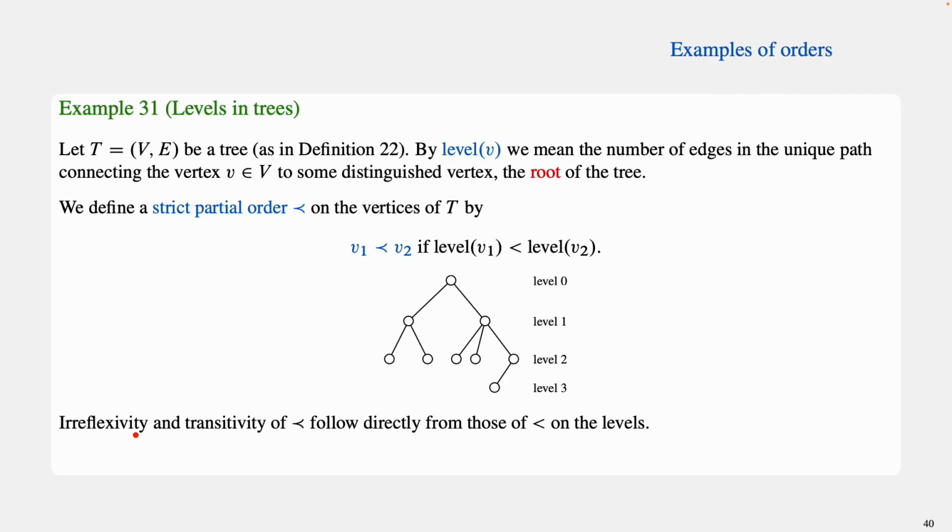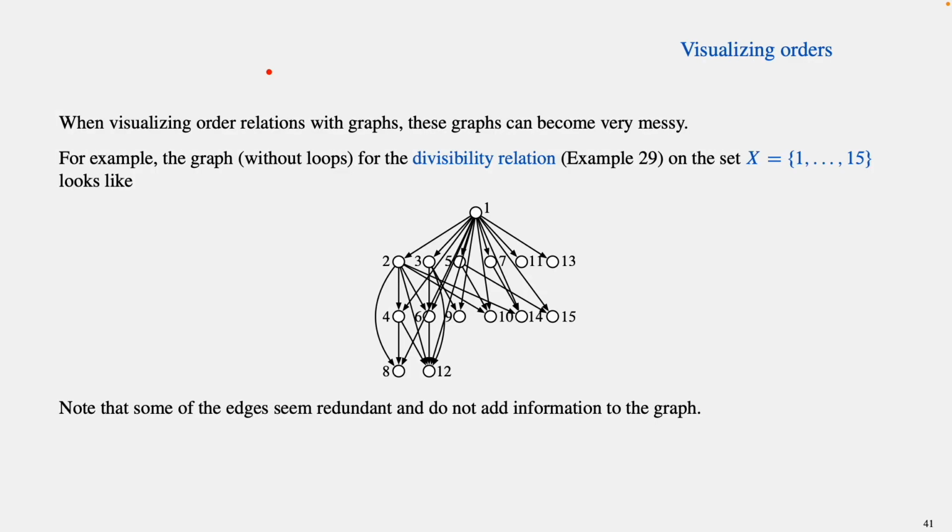And the irreflexivity and transitivity of this strict partial order here follow directly from those corresponding properties of the usual order of numbers if we apply them to the levels, because the levels are just natural numbers that are ordered by the natural order. And as I noted before, vertices on the same level cannot be compared with each other.